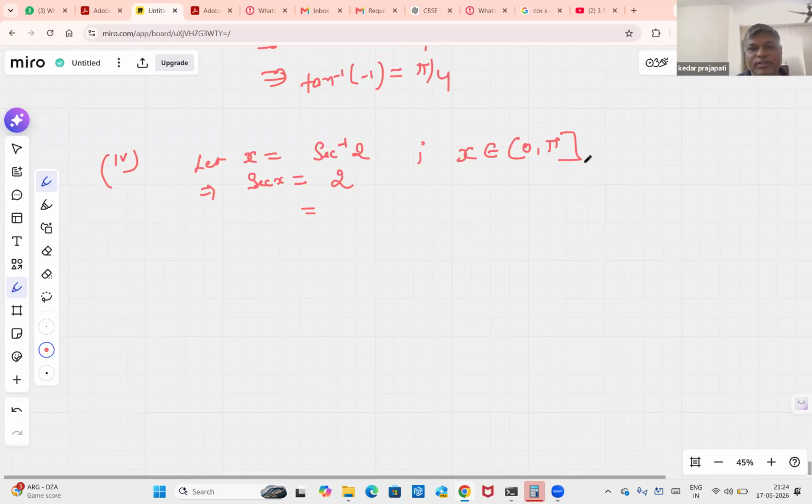It is simply telling that x is between 0 and pi, but it is also equal to pi. I'll teach you in the next class. Sec x equals sec 10. Okay. Fine. Now, how much will be sec pi by 3?